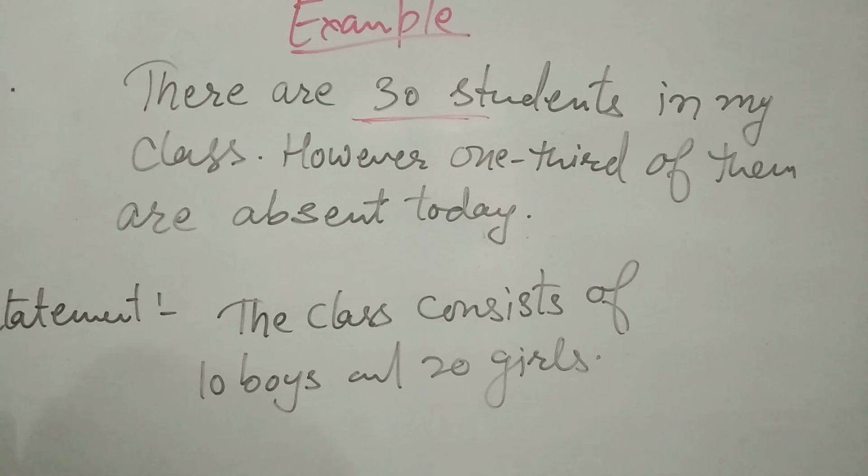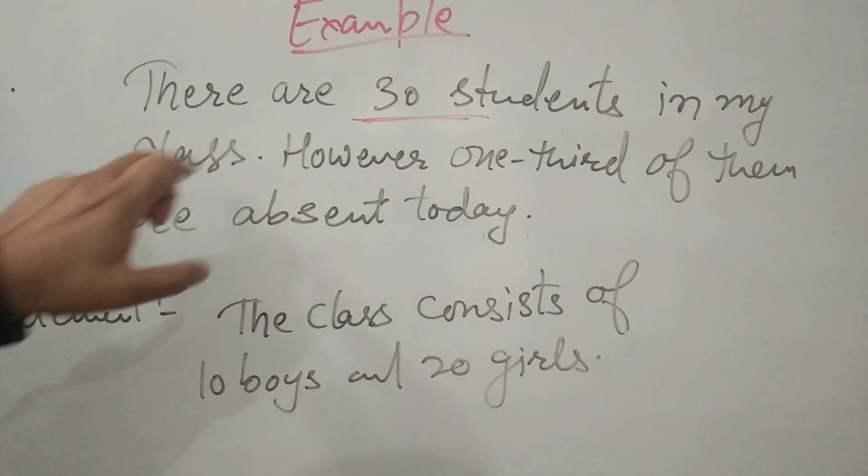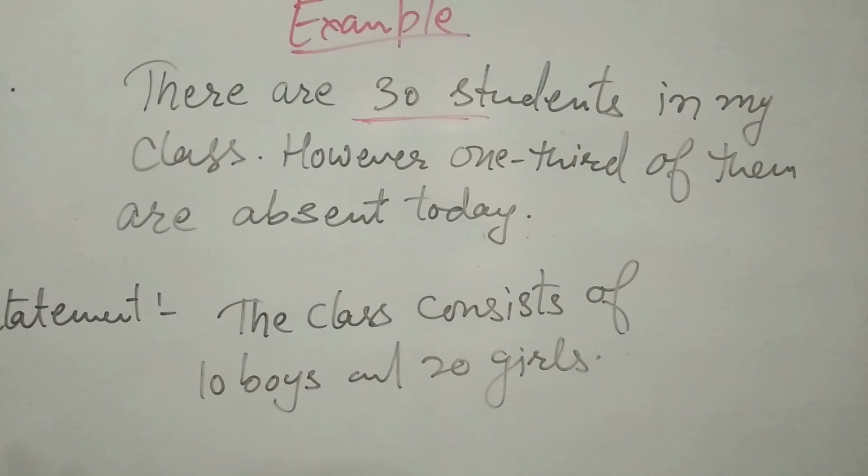Another statement is: the class consists of 10 boys and 20 girls. Is this statement false or not given? We are given 30 students, but there is no mention of gender. So this is again not given. One thing you have to keep in mind is that in the case of not given, the information the statement is asking for is not given in the passage or paragraph.